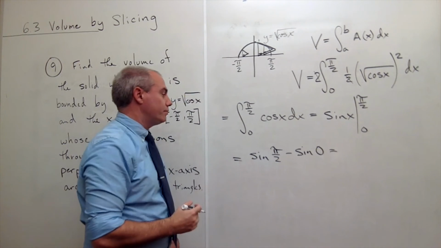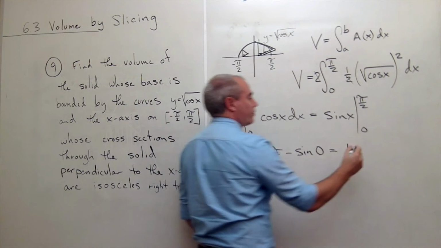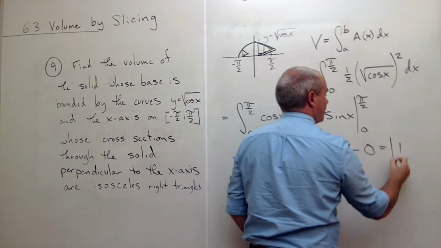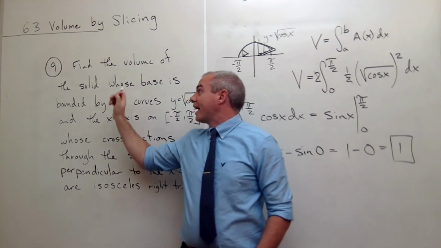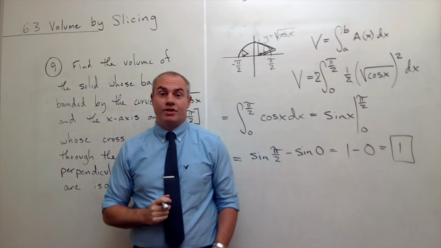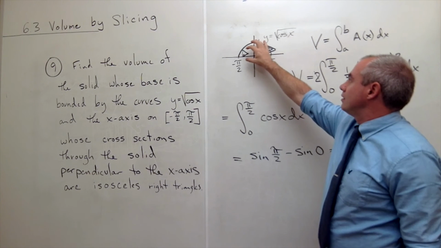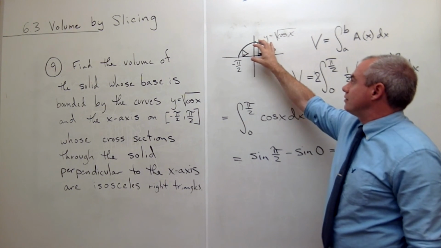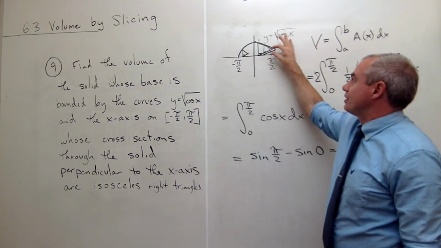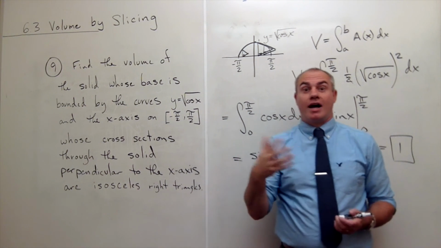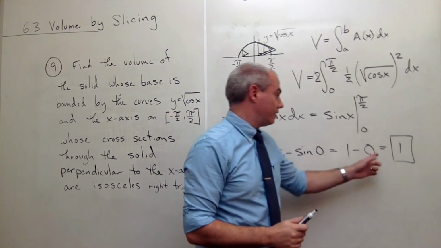Sine of pi over 2 is otherwise known as 1, minus sine of 0 is otherwise known as 0, and I end up with my answer being exactly 1 cubic unit, and that is the volume of the shape that I was looking for. So this little object here, whose base is this region and who comes up into these cross-sectional isosceles triangle shapes, its volume is exactly 1 unit.